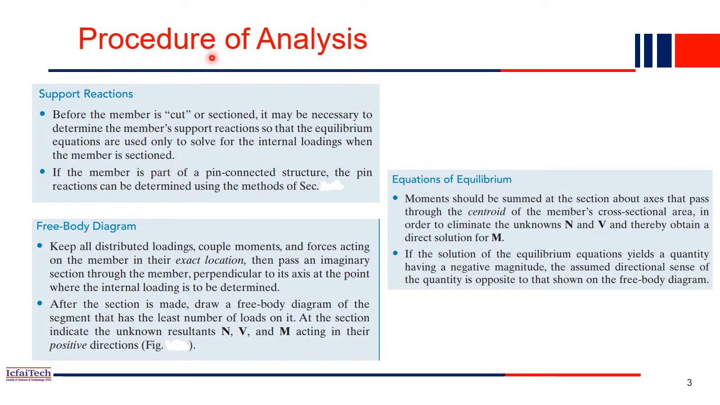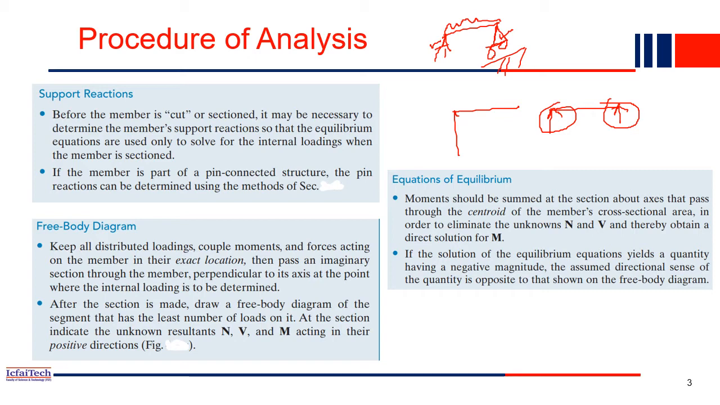Let's see the procedure for the analysis. Before analysis, first we have to compute the support reactions, as we discussed in the earlier sessions. Maybe I'll just draw a simply supported beam. Simply supported beam means one end will be a hinge and the other end will be a roller. Some arbitrary loading is acting on the body. Our first job is to calculate the support reactions. Here the reaction acts vertically upward, and here also vertically upward. These two are the support reactions.